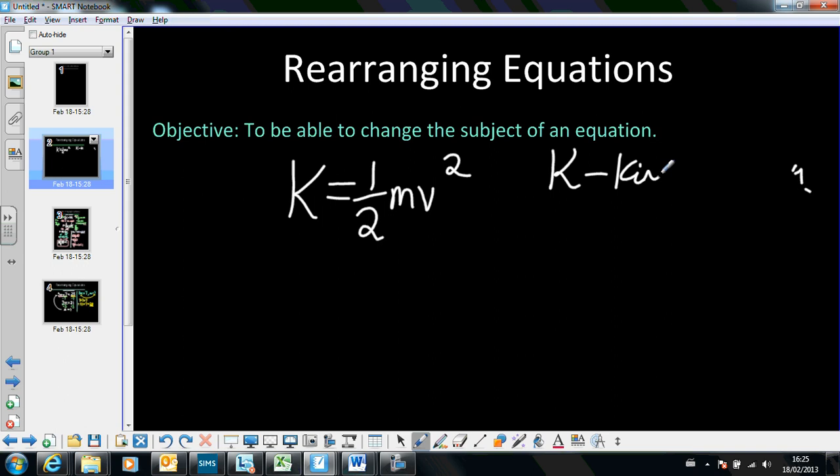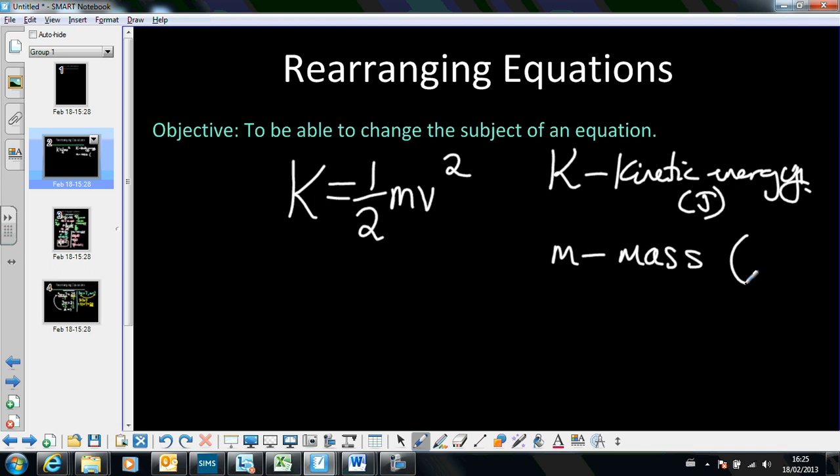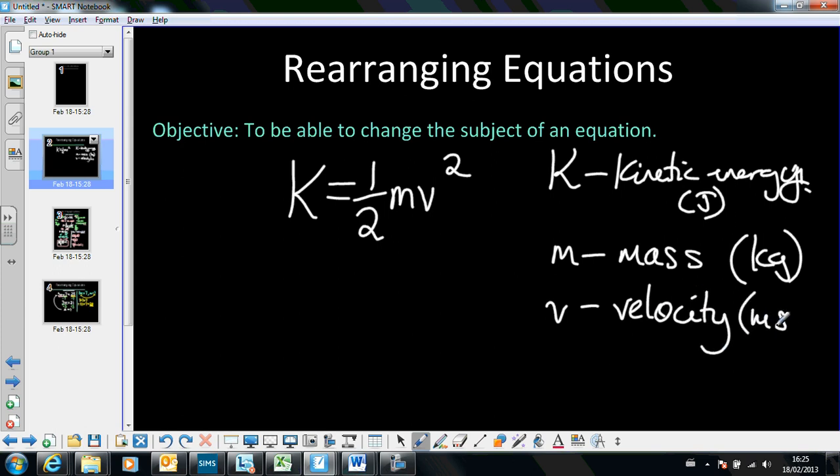K is the kinetic energy in joules, which is the unit of energy. M is the mass of whatever it is we're talking about in kilograms. And V is the velocity. Velocity, you'll remember, is speed.